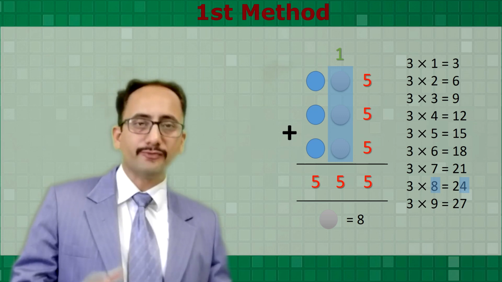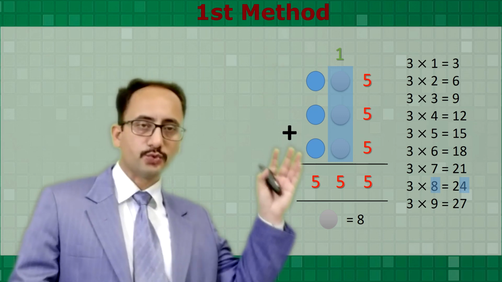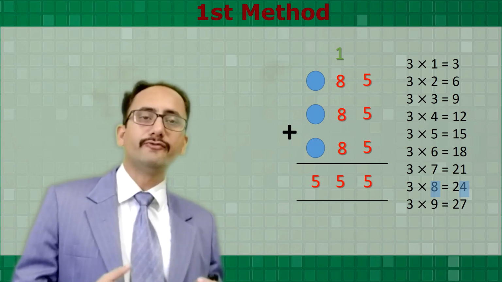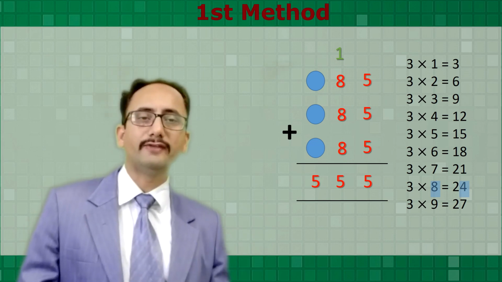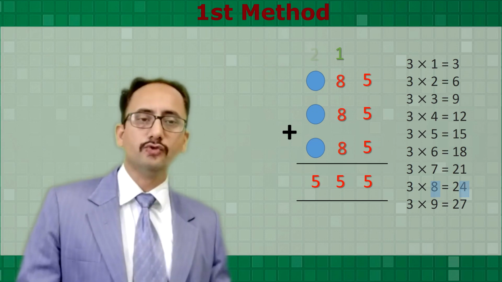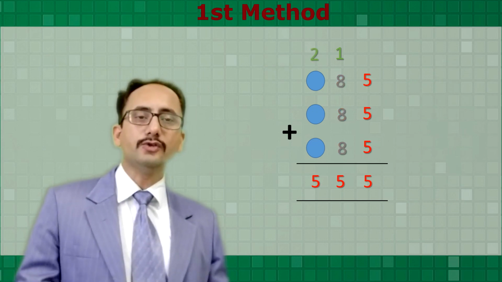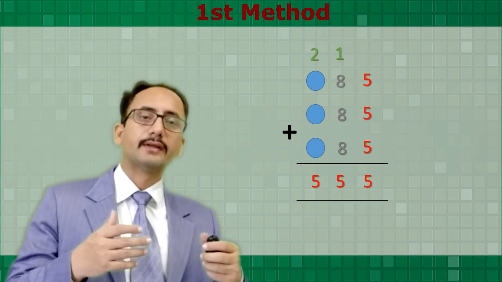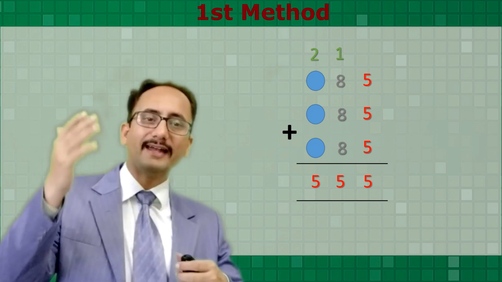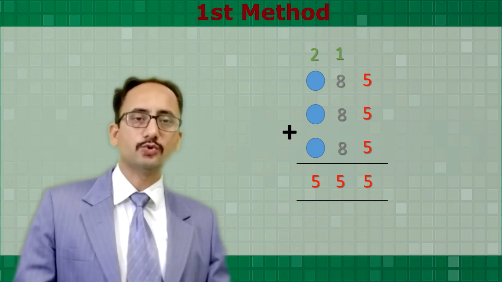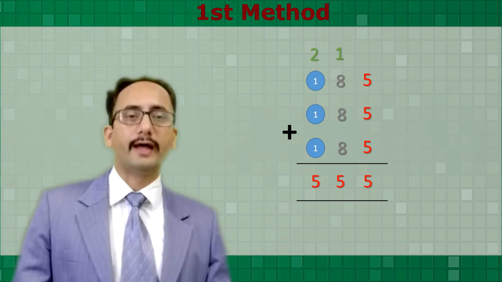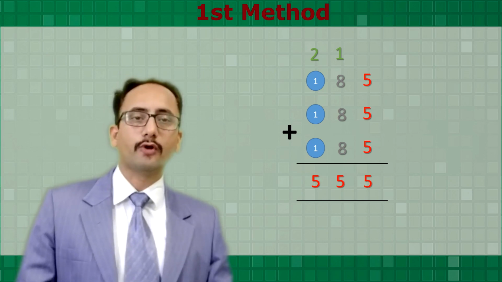So if instead of the gray dot I write 8, this is what I'll get. Now 8 times 3 is 24, plus 1 which was carried forward, is 25. 2 will be carried forward to the hundreds place. Now I need to find the value of the blue dot such that when the 3 blue dots are added with 2, I get the resultant equal to 5, which means the blue dot is equal to 1. So the value of the blue dot is 1.